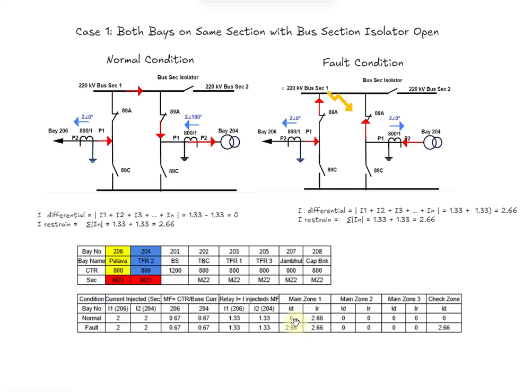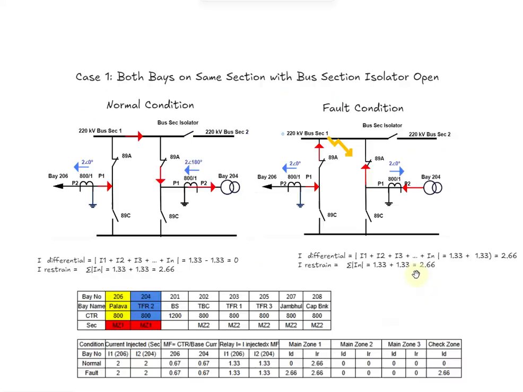In the normal condition the differential current is the vector sum of 1.33 and minus 1.33, which comes out to be 0, and the restraining current is the addition of 1.33 and 1.33, which is 2.66. In the fault condition, both are coming into the bus, so the vector sum is 1.33 plus 1.33, which is 2.66, and the restraining current is also 2.66. So the slope is 100%, and the relay will operate, busbar protection will operate. In the main zone everything is 0. In the check zone the differential current is 2.66.